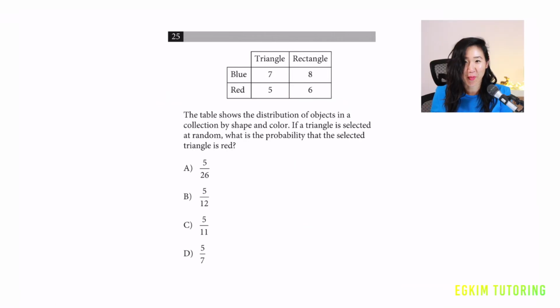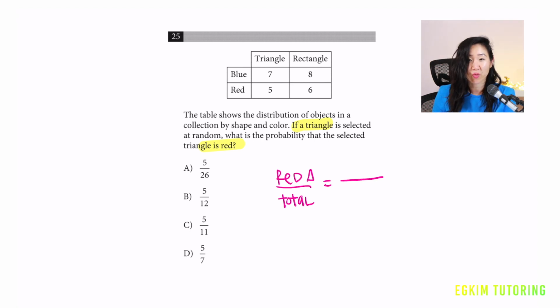Question 25 is a probability problem. It says the table shows the distribution of objects in a collection by shape and color. If a triangle is selected at random, what is the probability that the selected triangle is red? Probability is equal to what you want, which in this case are red triangles, over your total number of possibilities. They told you that you pulled out a triangle, which means that your total number of possibilities is only equal to the total number of triangles.